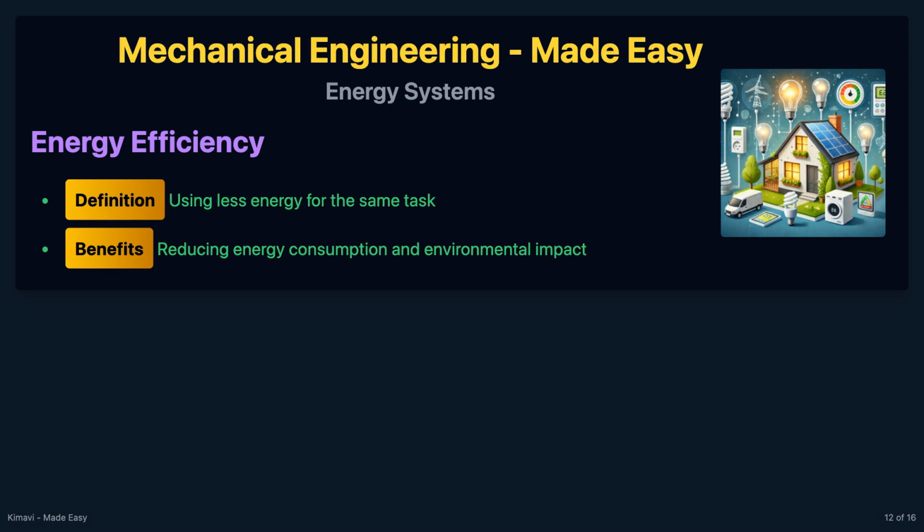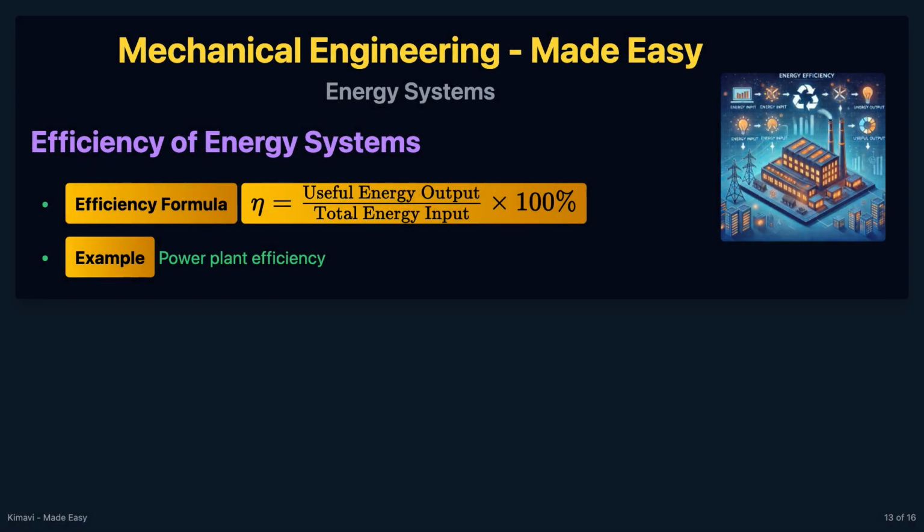Energy efficiency refers to using less energy to perform the same task or produce the same amount of useful output. Improving energy efficiency is crucial for reducing energy consumption and minimizing environmental impact. The efficiency of an energy system can be expressed as eta equals the useful energy output divided by the total energy input, multiplied by 100%.